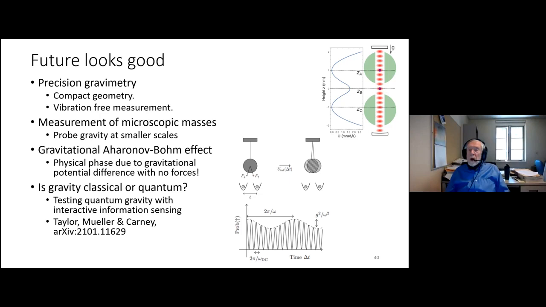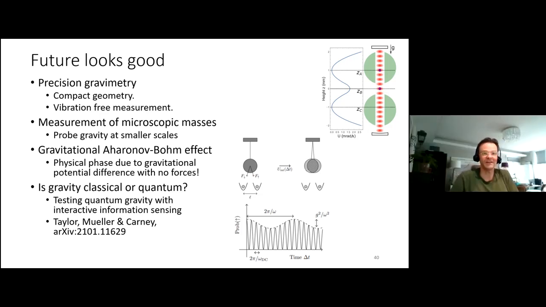Why don't we go to Andy, whose hand has been up? Hi, Holger. Very nice talk. So I had actually a question on the same proposal. I just wanted to get a sense for what kind of separation distances you're imagining between masses and things like that for this quantum gravitational test.